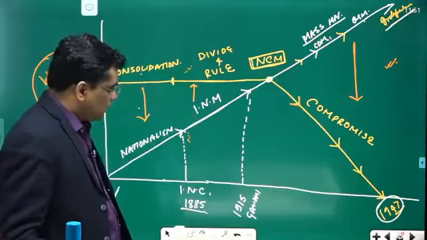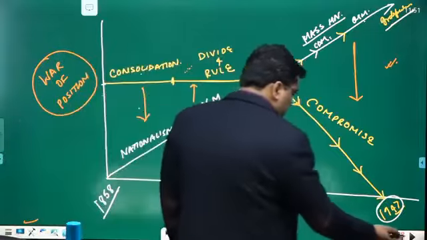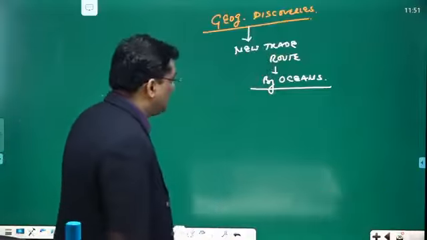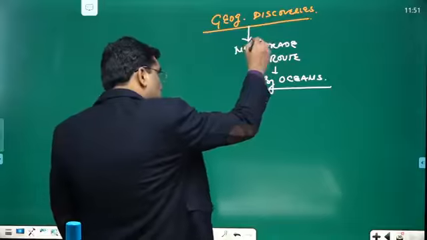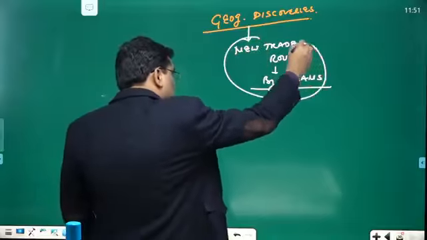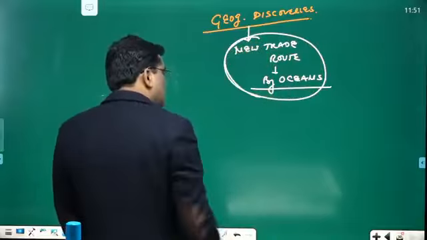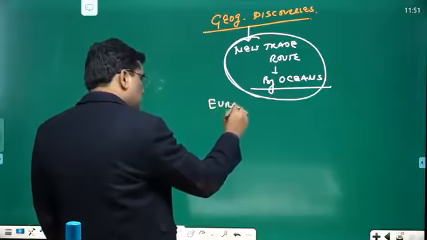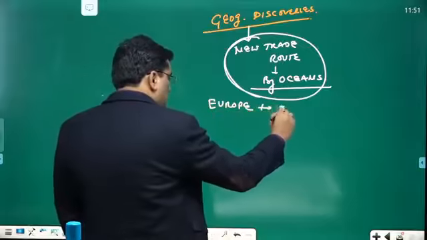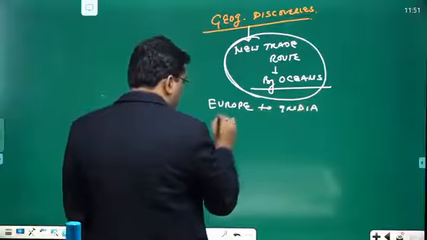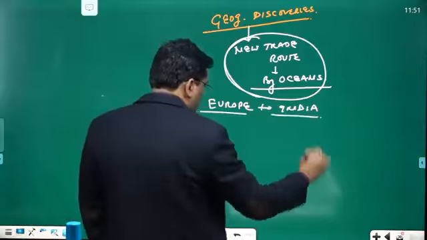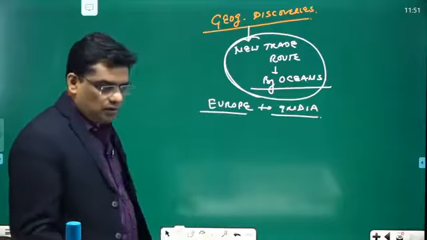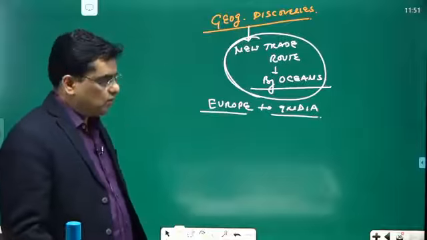Okay, so geographical discoveries: a new trade route, that is, the oceanic trade route from Europe to India, and many parts of the world got connected through the oceanic route.